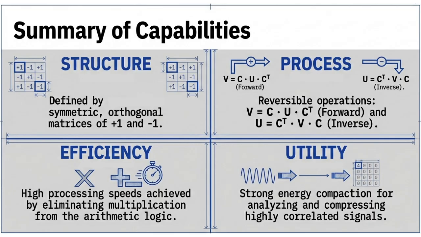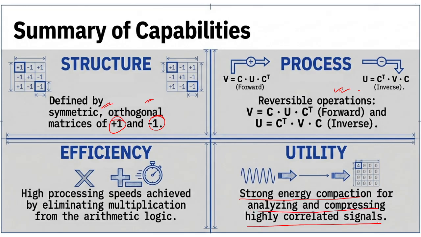So summary of the capabilities. The structure is defined by symmetric orthogonal matrices of +1 and -1. So because of that, we are mainly having addition and subtraction. So we have this process which is operating with reversible operations. Then efficiency, high processing speeds achieved by eliminating multiplications from the arithmetic logic. And utility, so strong energy compaction for analyzing and compressing highly correlated signals.